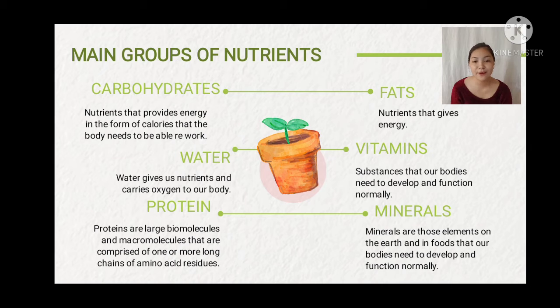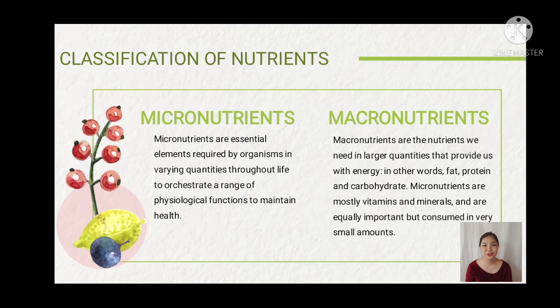The fourth one is vitamins. What are vitamins? Vitamins are substances that our bodies need to develop and function normally. The fifth one is protein. What is protein? Proteins are large biomolecules and macromolecules that are comprised of one or more long chains of amino acid residues. The last one is minerals. What are minerals? Minerals are those elements on the earth in the foods that our bodies need to develop and function normally.